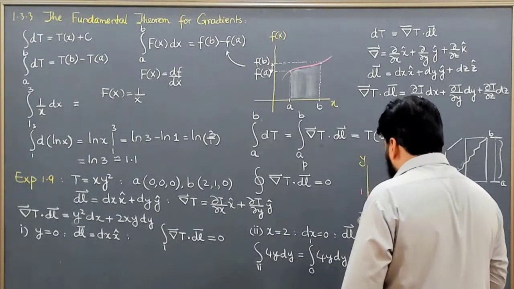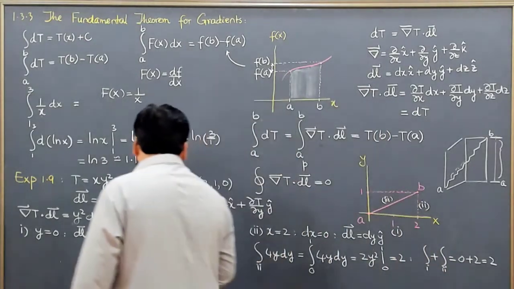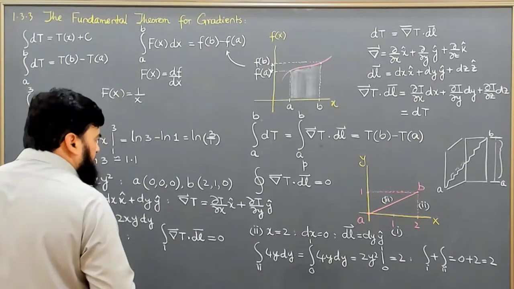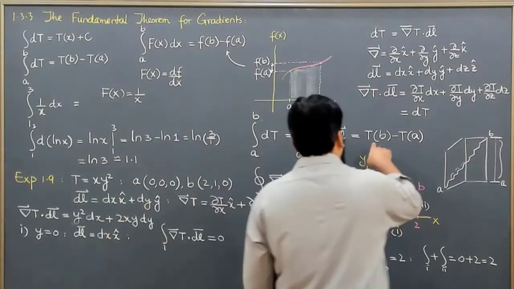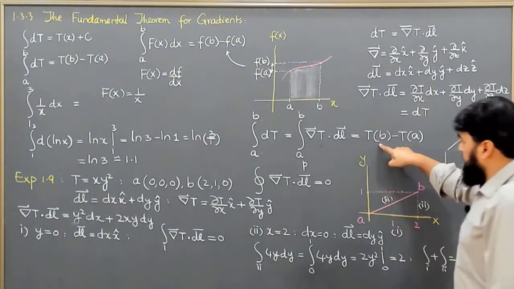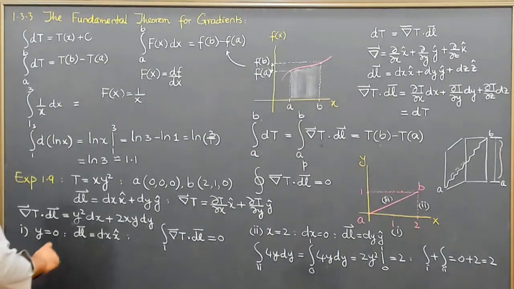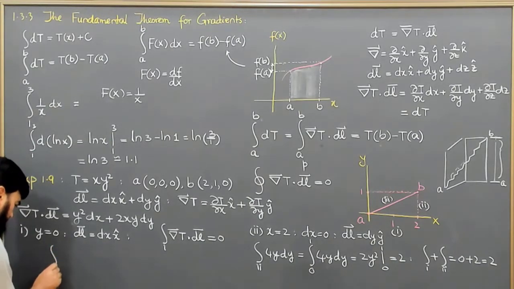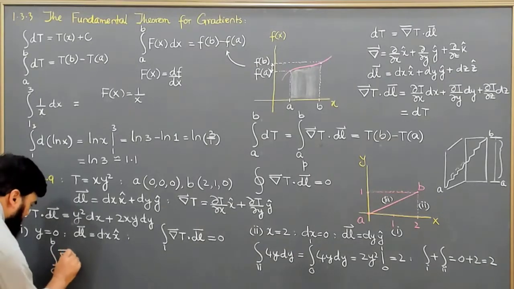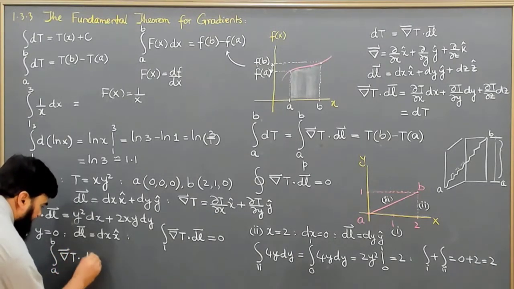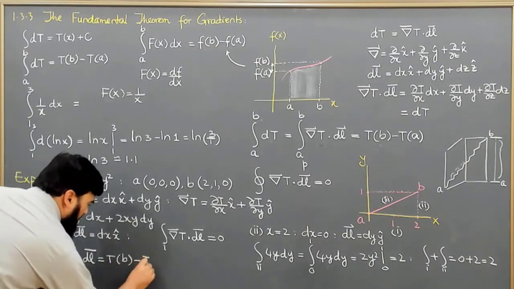And now what if I find the value of T at point B and point A, means I apply the theorem, then what will be the result? To apply this theorem, let me write: the integral of the gradient of T dot dl from point A to B is equal to the value of T at B minus the value of T at A.